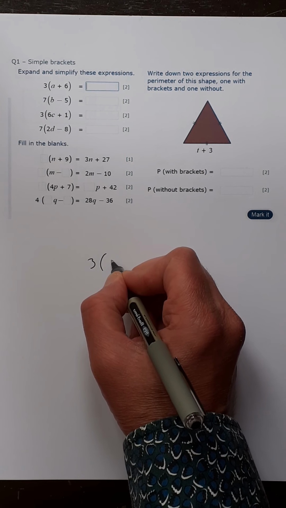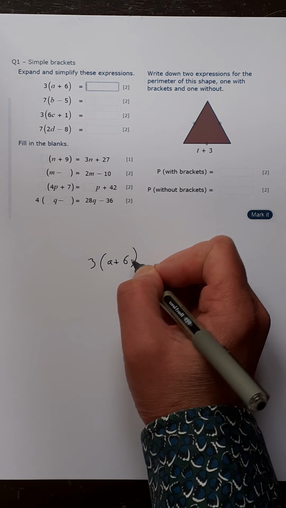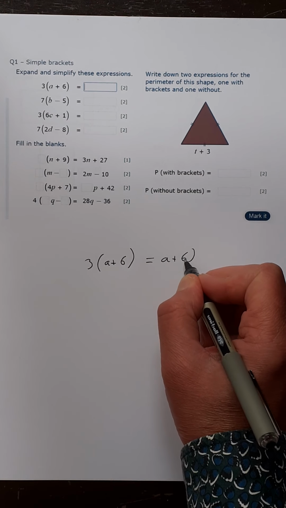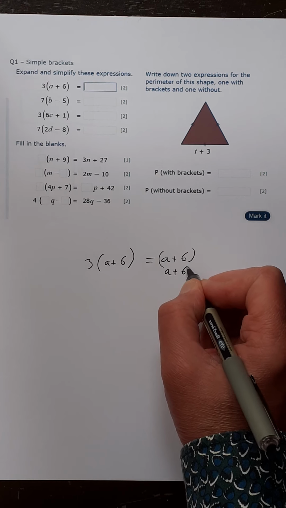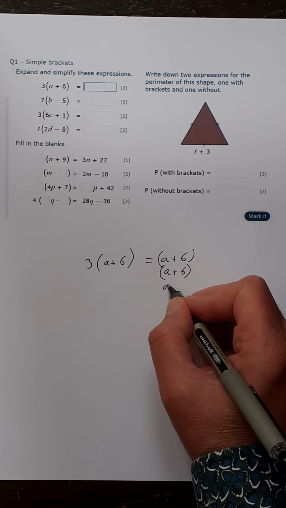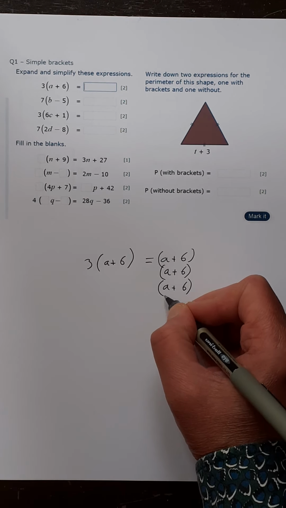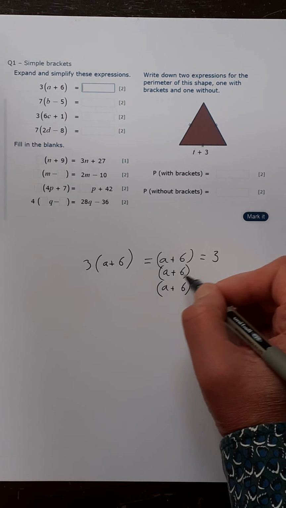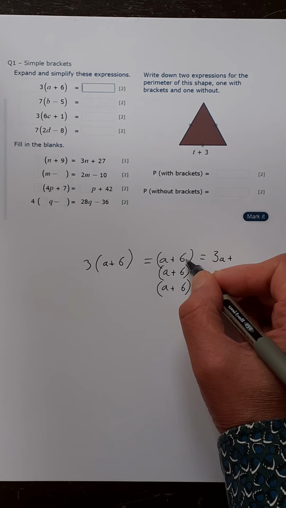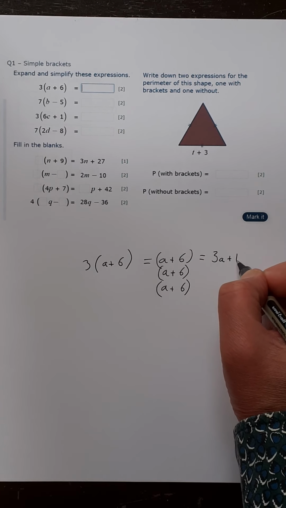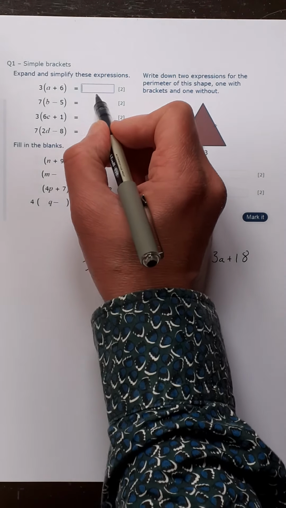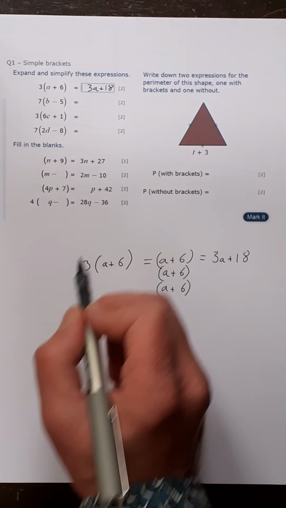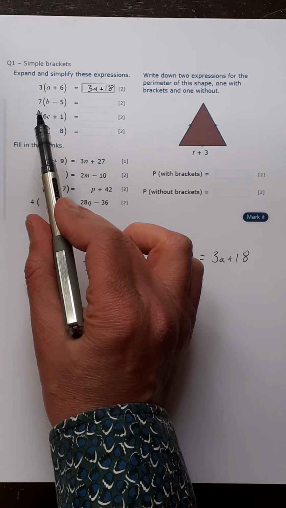So 3 lots of a add 6 is another way of saying I want to have a add 6 once, a add 6 twice, a add 6 3 times. I've got 3 of them. So 3 a's and 6, 12, 18, 3a add 18.